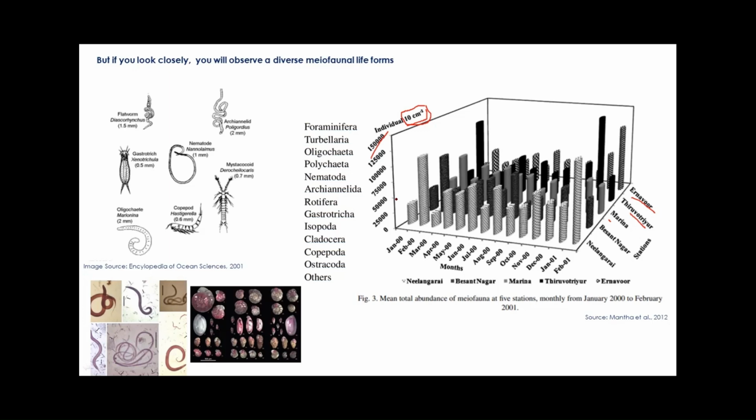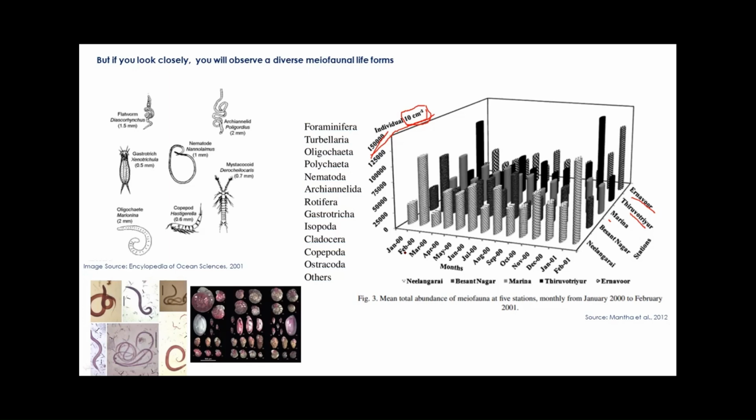But then if you look in detail at the meiofauna, you will see 150,000 individuals per 10 square centimeters. That's huge, if you just imagine how much area the sandy beaches cover, right? Again, the diversity varies across the different months. So you can say that there is a temporal and also a spatial variation.